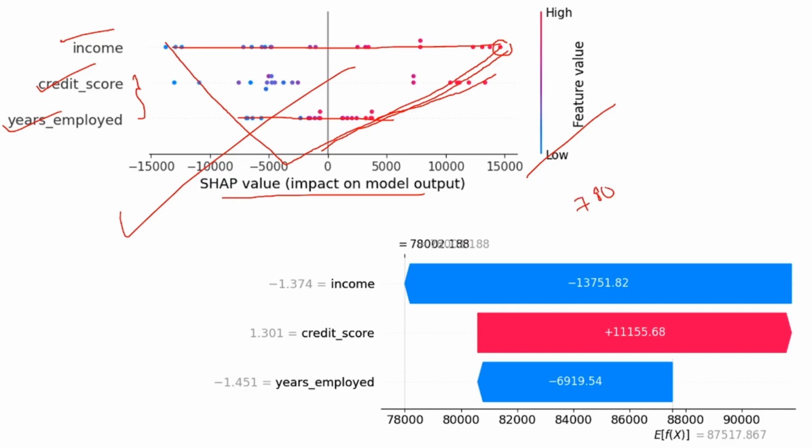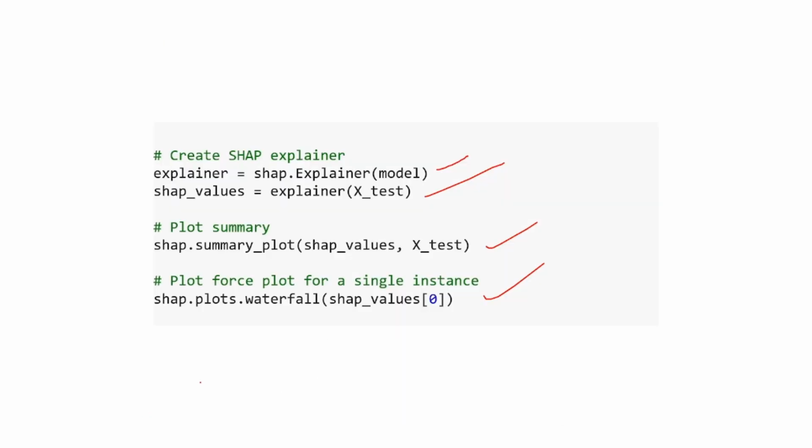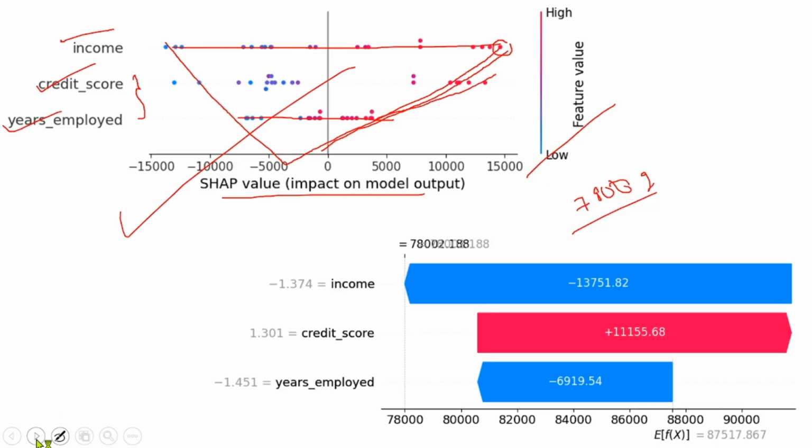So you have 78002, which is the answer for your particular point. So you're taking the 0th, which is the first tuple of the data set. For that, the answer has been found to be 78K, while the average, over here you can see, is actually 87K, which is less than average.